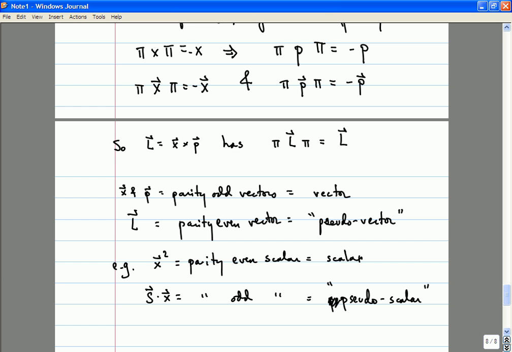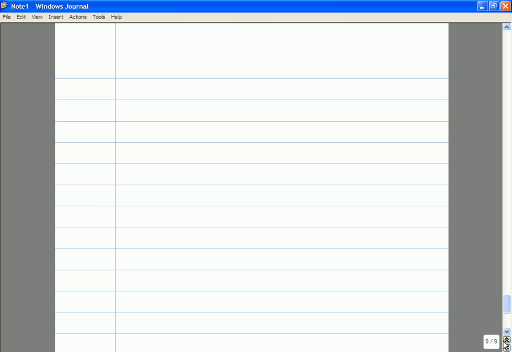Okay. So that ends everything I wanted to say about parity. I have a few minutes left, so let me go through another example of a very simple discrete symmetry, which is the permutation symmetry of identical particles. So let's consider two identical particles. Maybe I should pause and see if there are any more questions about parity. Yes?